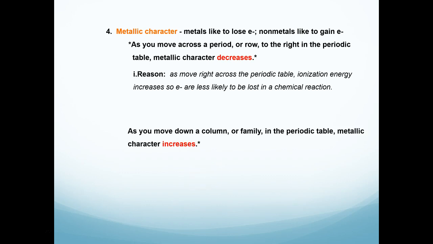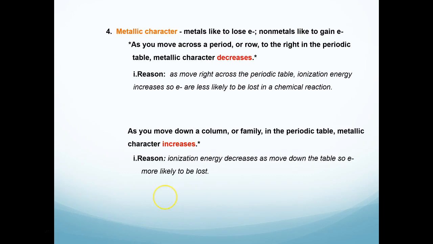As we move down a column or a family, the metallic character is going to increase. All right? And again, as we go down, we know that the ionization energy decreases, or it's a lot easier to lose that electron because those outermost electrons are a lot more shielded. The effective nuclear charge that it feels is less. So it's a lot easier to remove that electron.